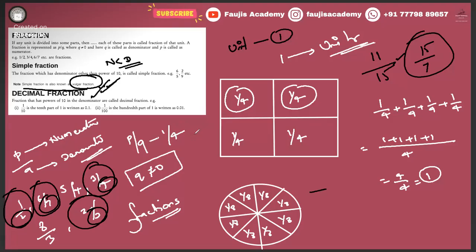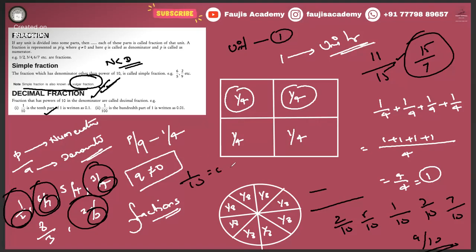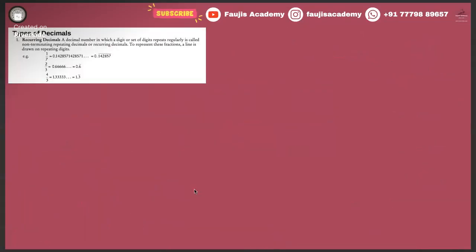A decimal fraction is a fraction that has powers of 10 in the denominator: 2 by 10, 5 by 10, 1 by 10, 3 by 10, 7 by 10, 9 by 10, something like that. Is it clear, guys? 1 by 10 is also written as 0.1, and 1 by 100 is also written as 0.01. If not clear, then please bring back your second standard textbook.